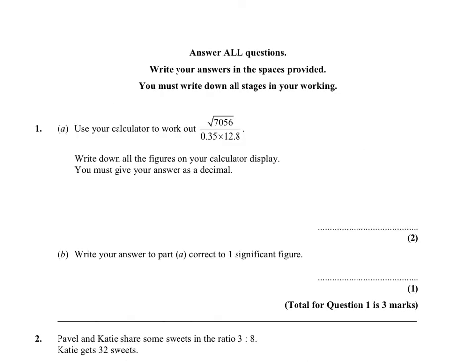So here we are then with the first question, and this is one of those where we've got to type it in the calculator to work it out. Now, my advice here would be to type the top in the calculator first of all. So I'm just doing that on my calculator off screen here. So 7056, and I've pressed the square root button, and I get that 84 is the answer on the top. If I deal with the bottom, 0.35 times 12.8 is what I'm typing in my calculator, and I'm getting 4.48.